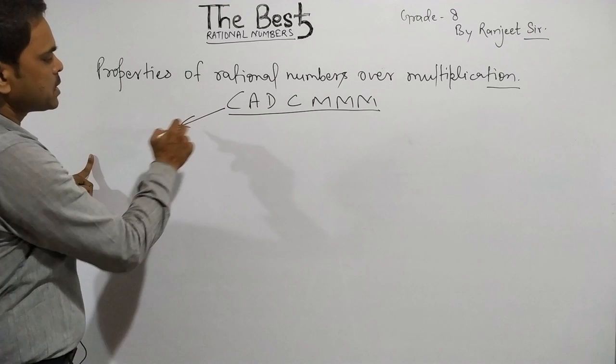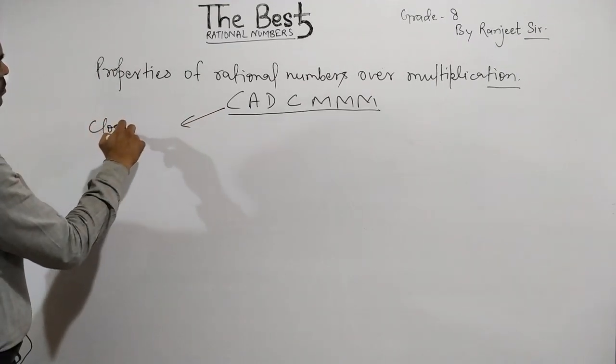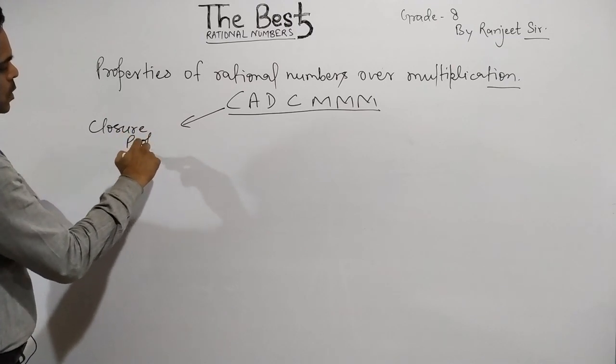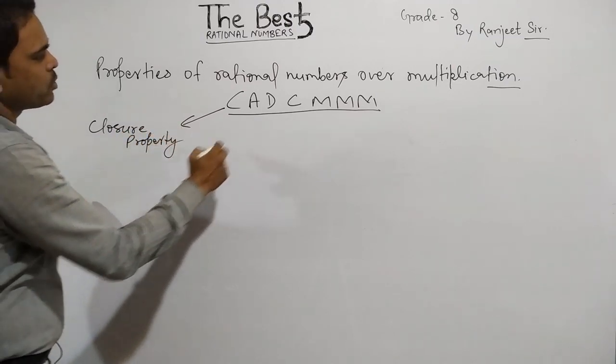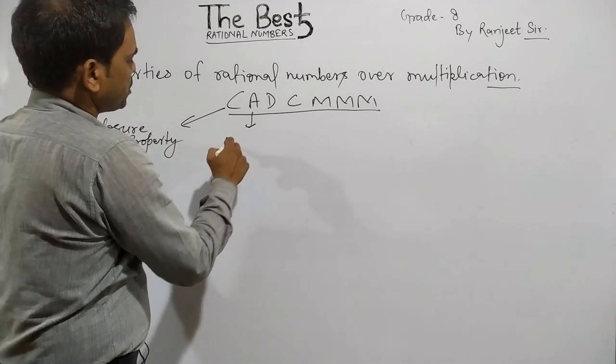So the first one is closure property. The second one is associative property.